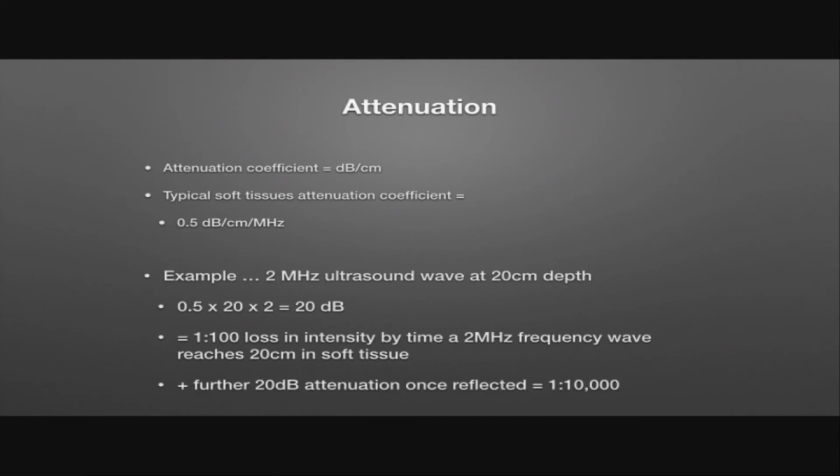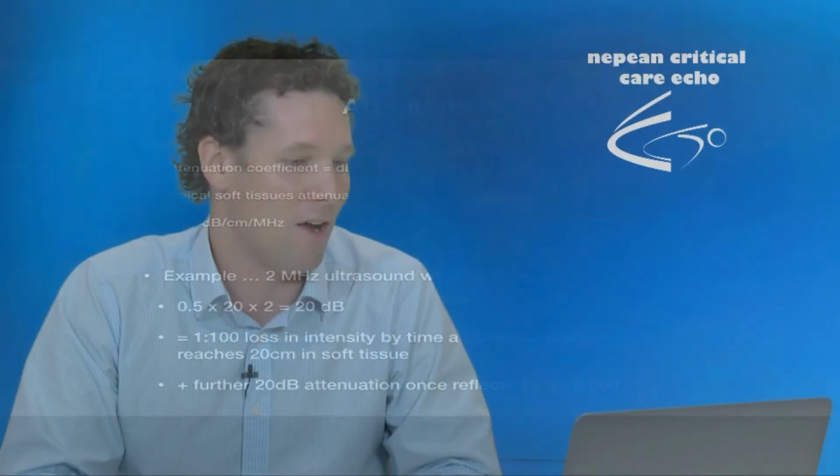And what's important to remember is that you're going to get a further 20 decibel attenuation once that ultrasound wave is then reflected. So that means you're going to get a loss in intensity of about 1 to 10,000 by the time that sound wave reaches the ultrasound probe again.